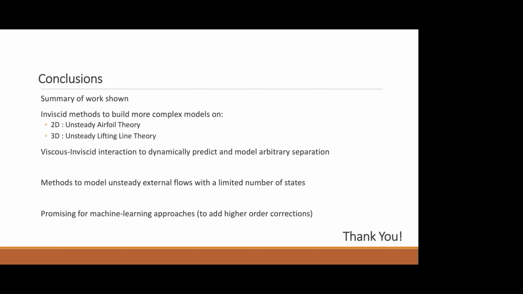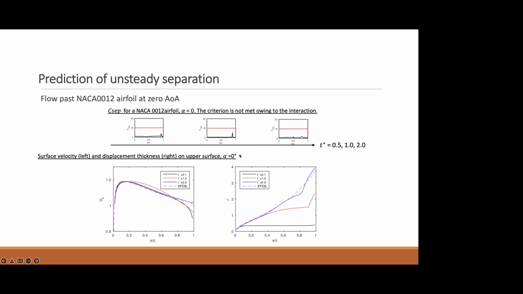Dr. Ramesh, you mentioned the unsteady separation, but you use a case like NACA 12 at 0 angle of attack. So I'm wondering why this is called unsteady separation? What's the T star used in your figures here?